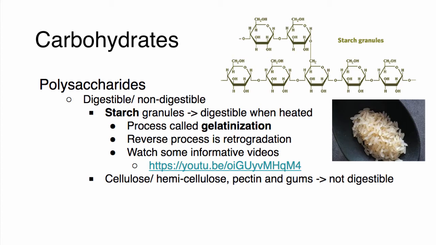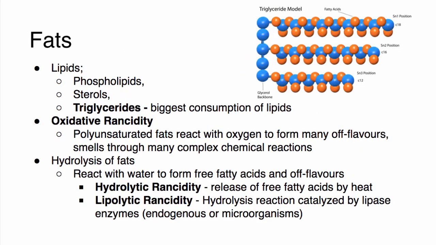So starch, when cooked, can be digested, and there are other polysaccharides though, like cellulose, hemicellulose, the pectins, and the gums that are not digestible. That's because we humans lack an enzyme to break the connection between all these different monosaccharides joined together in a polysaccharide, whereas starch has this configuration called an alpha linkage that we are able to digest. So those are just a couple of things to note about carbohydrates.